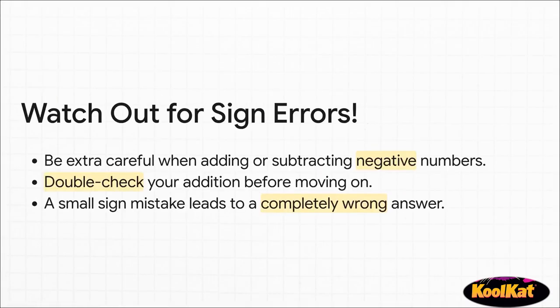It's all about the signs. A little minus sign in the wrong spot can throw the whole thing off. When you're adding those columns together, just be extra careful with your positive and negative numbers. Here's my pro tip. Just take one extra second to double-check your addition before you move on. Seriously, that one second can be the difference between getting the question right or wrong.